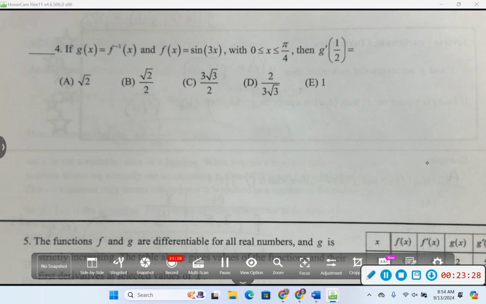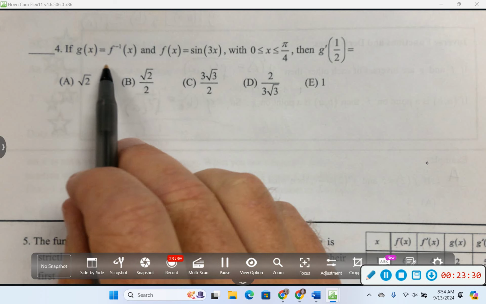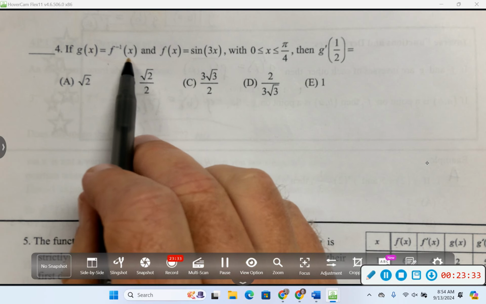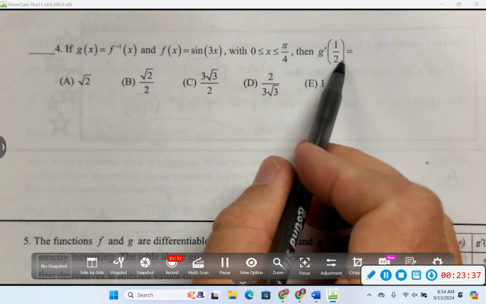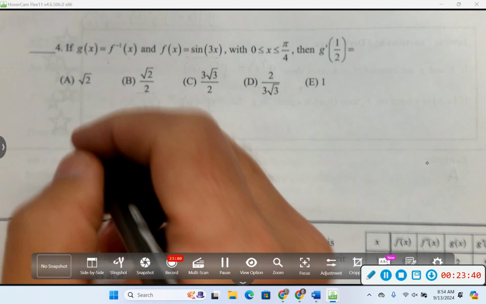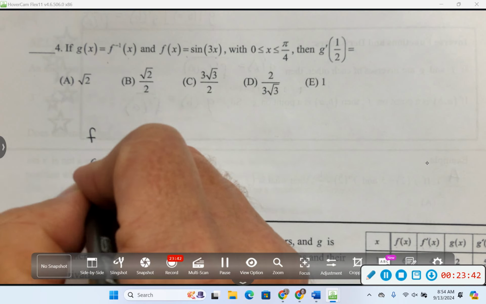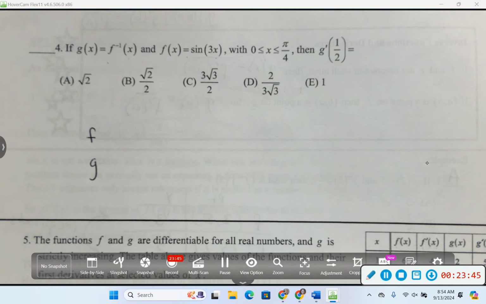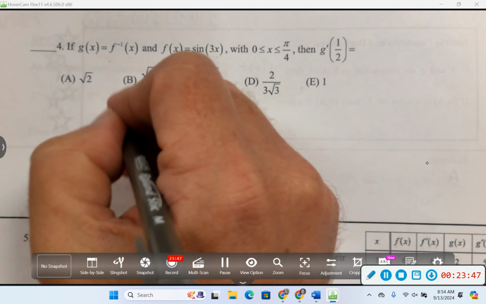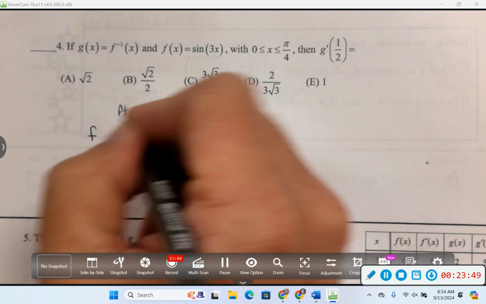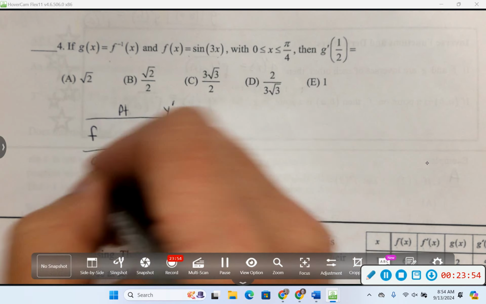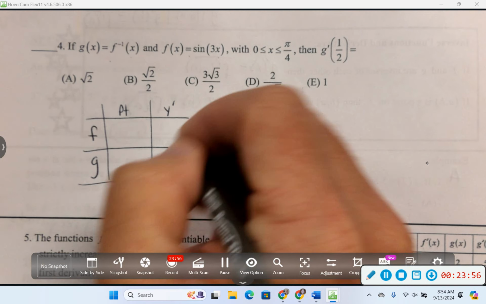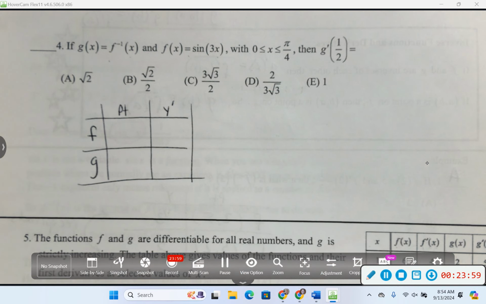Number 4. If g of x is the inverse of f, f is the sine, find g prime at 1/2. All right, let's set up the table again. F and g. I'm just going to use f and g because it tells me that they're inverses. So point, a derivative. Again, the grid lines aren't necessary, but kind of forces my brain to slow down and see what's going on here.